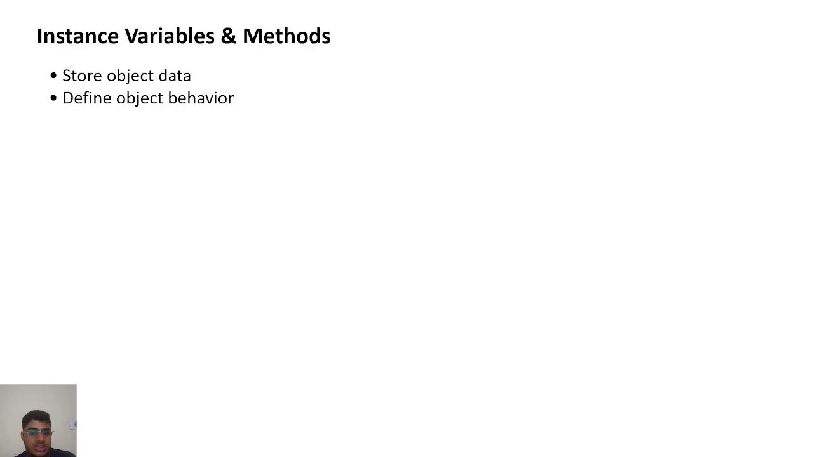What are instance methods? Instance methods are functions inside a class that work with an object's data. They always have self as their first parameter. Using self, they can access the object's instance variables.